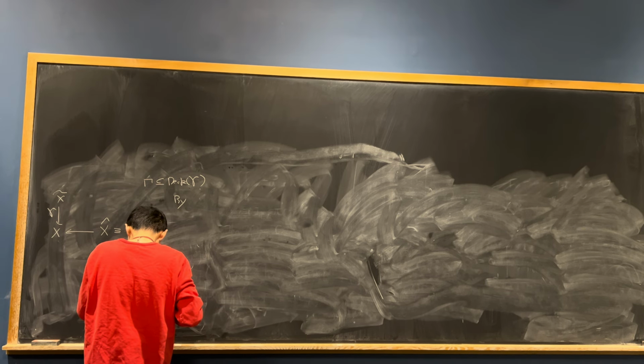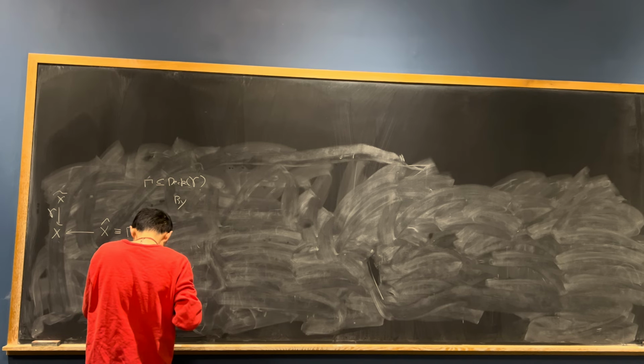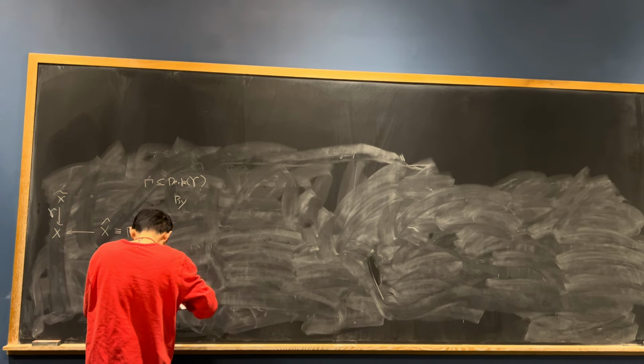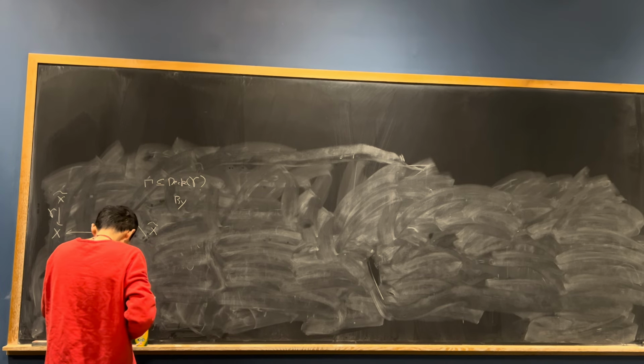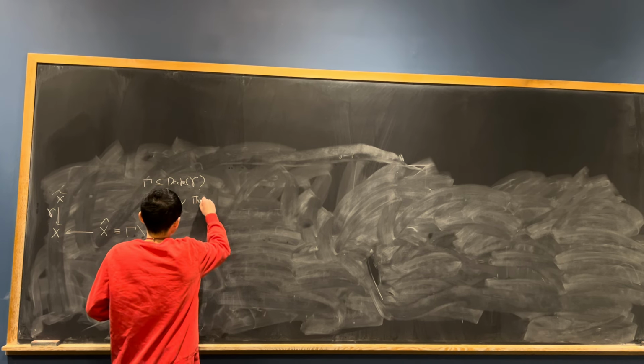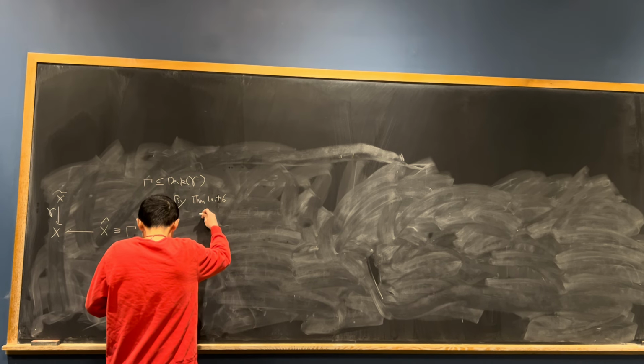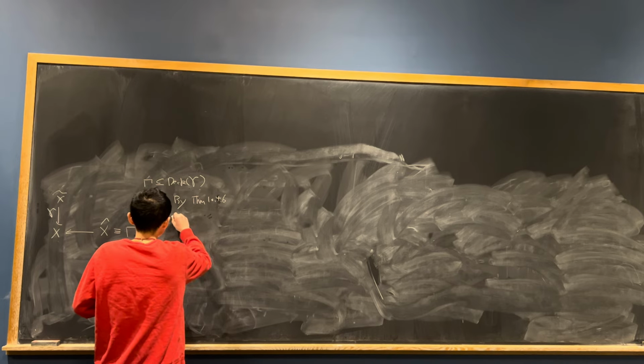So by the previous theorem, the theorem we proved a while ago, the very long theorem. Which one? I forgot. Give me 1 second. Okay, here we go. By theorem 10.4.6, we get an isomorphism.